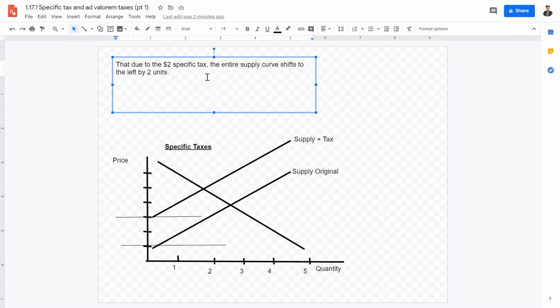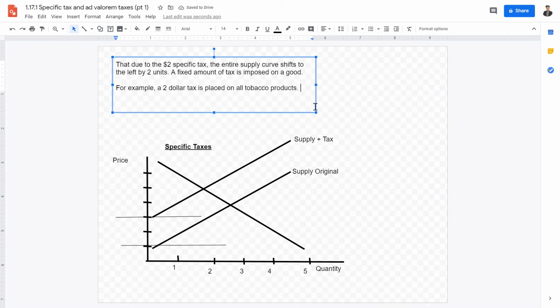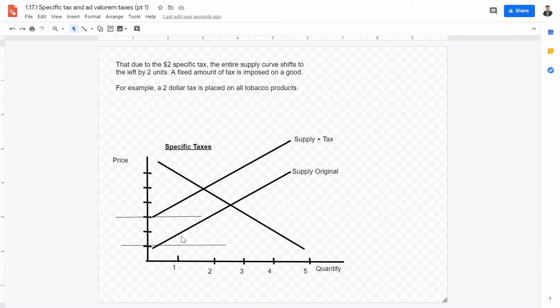Okay, so a specific tax is when a fixed amount of tax is imposed on a good. Let me give you an example. For example, a $2 tax is placed on all tobacco products. In this case, it is a specific tax because for every single tobacco product, a $2 tax is levied. So the entire supply curve shifts up by $2.